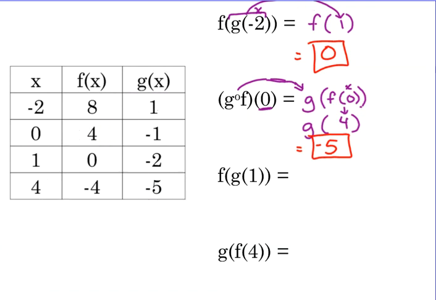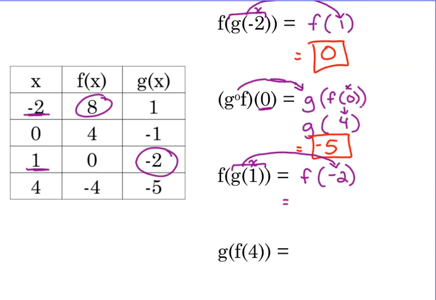Let's do a couple more just to make sure. F of g of 1, again, this is our x value, so start there. G came first this time, so now it's f of -2, because g of 1 is equal to -2. Then f of -2 from our table, when x is -2, f is equal to 8. So f of g of 1 is 8.